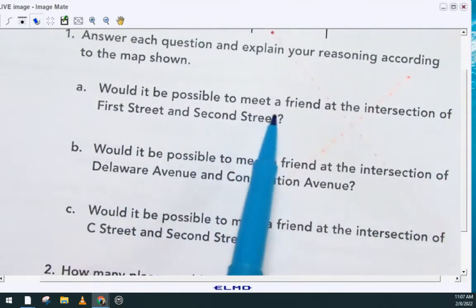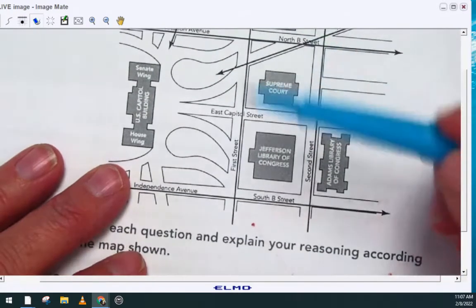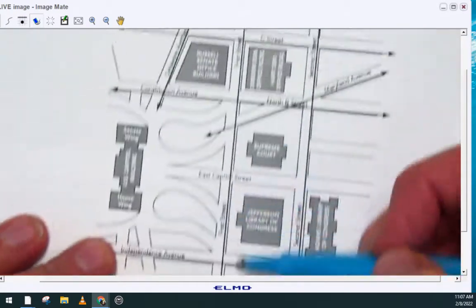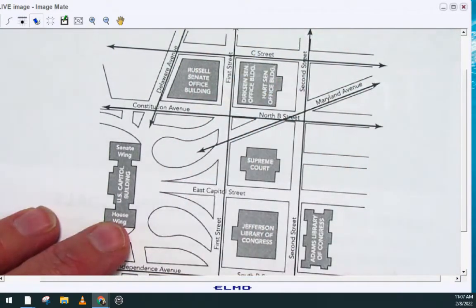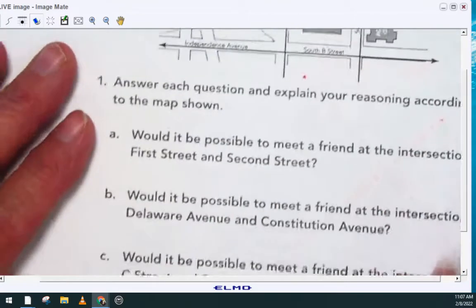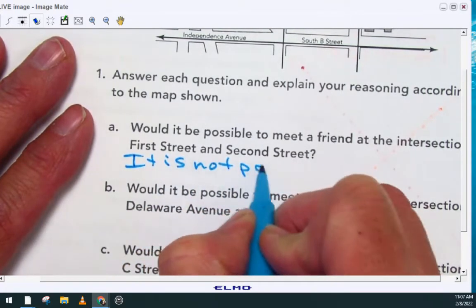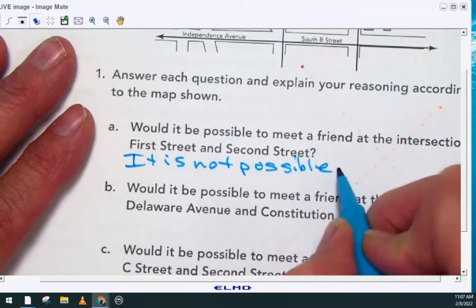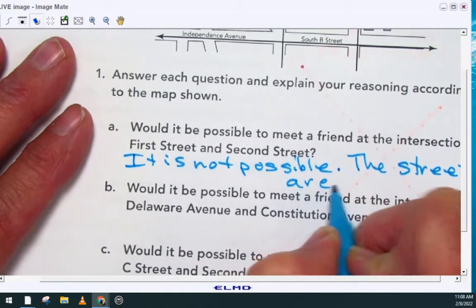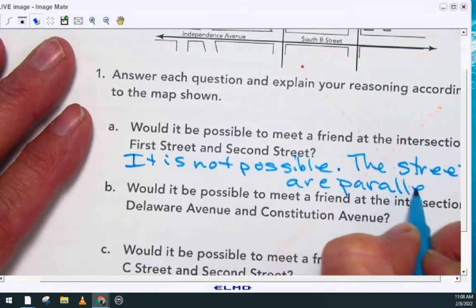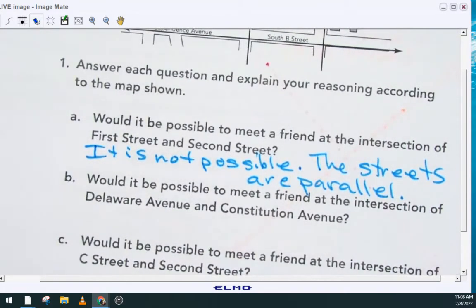Would it be possible to meet a friend at the intersection? That means where they run into each other, First and Second Street. Well, look here. This is First Street. This is Second Street. Will these two streets ever intersect? It is not possible. The streets are parallel. They'll never run into each other. The streets are parallel.